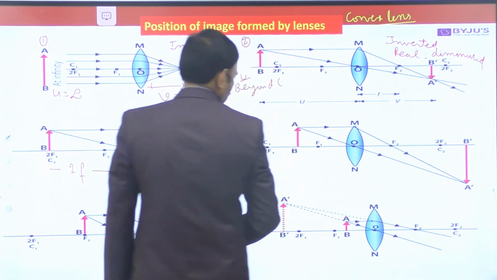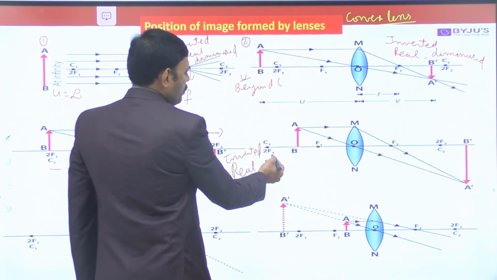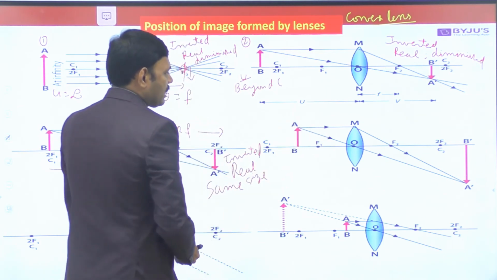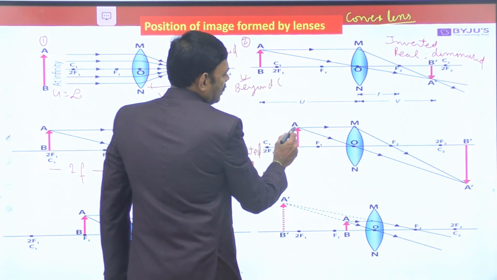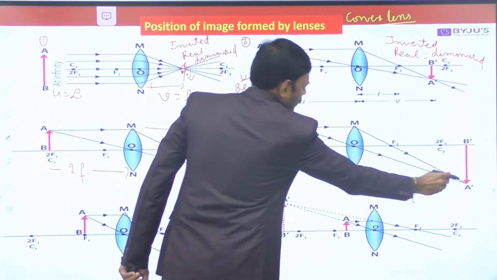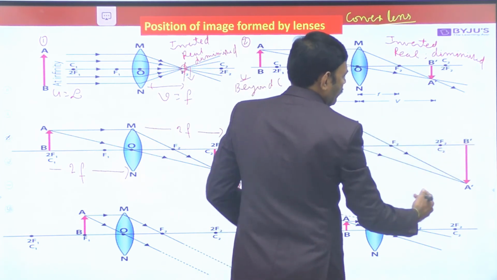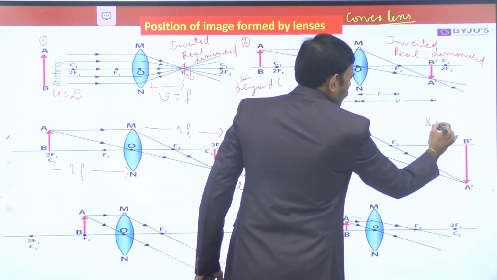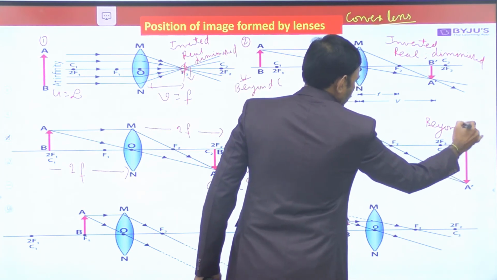Consider the fourth case, in which the object is closer to the lens, kept between the center of curvature and the focus. Draw the same two lines. A paraxial ray passes through the focus. A light ray passes through the optic center and moves without any deviation. Then the image position shifts beyond the center of curvature. Image is formed beyond the center of curvature, beyond C1.